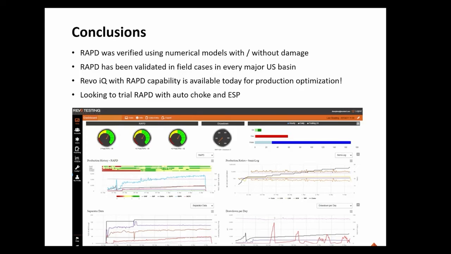Additionally, you can do this with artificial lift systems. In the case of an ESP, instead of increasing choke size, it just increases the ESP frequency. So if there's any opportunity to be able to try this with either artificial lift systems or auto choke systems, we would be happy to have that discussion to implement that for any customer that's interested.